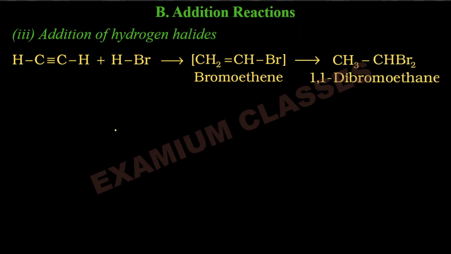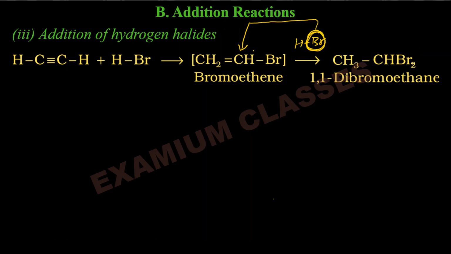Now here you need to understand why the next bromine gets attached to the same carbon. The reason is very simple. As per Markovnikov addition, if we react it with HBr, bromine will go to that carbon which has fewer hydrogen atoms, and this carbon has only one hydrogen, this carbon has two hydrogens. So obviously Br will go to that carbon which has fewer hydrogen atoms. So that's why you have Br2 here.